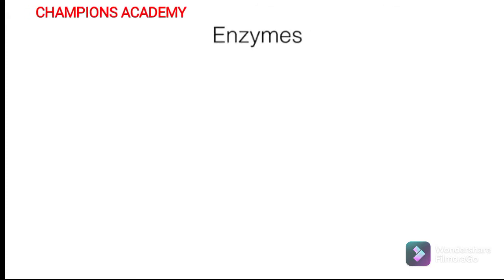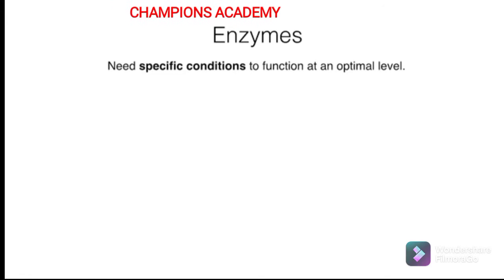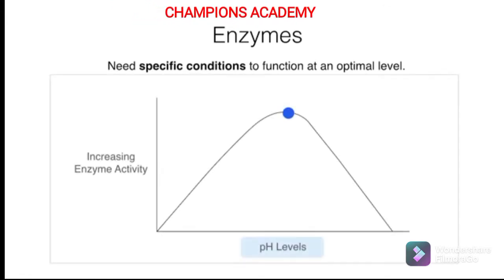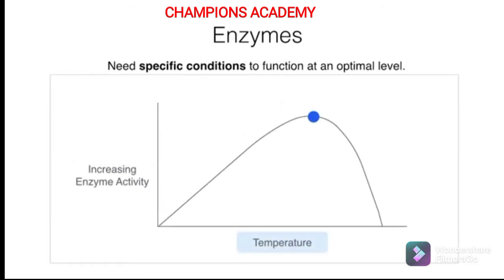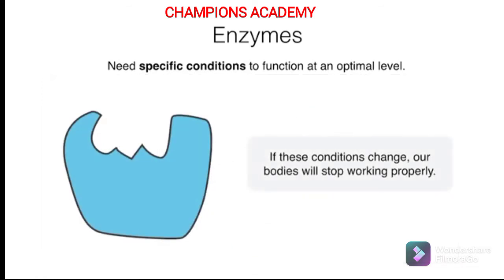Firstly, just a quick recap on everything so far. Enzymes need specific conditions to function at an optimal level. These conditions include pH, substrate concentration, and temperature. We need to maintain a constant internal environment so our enzymes work efficiently in order to achieve optimal metabolic efficiency. If these conditions change and the enzymes stop doing what they're doing, our bodies will stop working properly, and learning about this stuff will be the least of your problems.